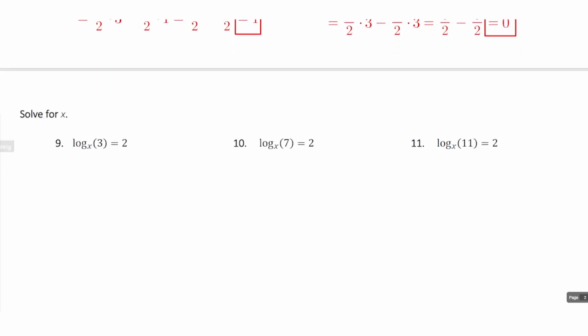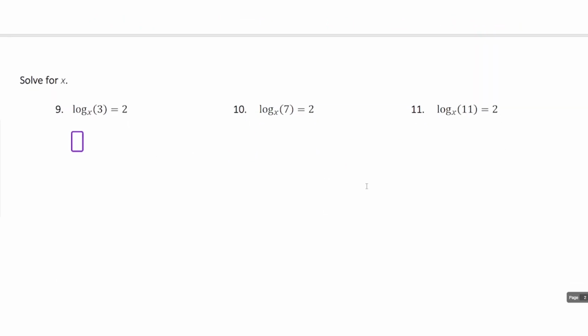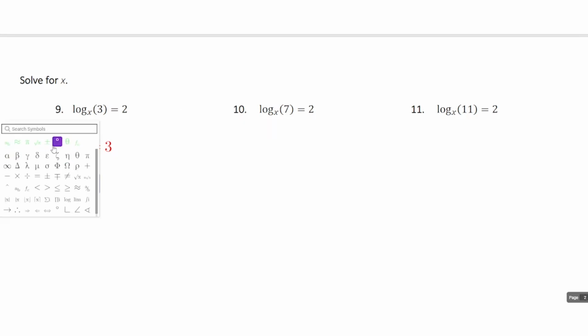So here, log base x of 3 equals 2. I'm going to rewrite this as an exponential equation. The base is x, the exponent is 2, and the power is 3. So we get x squared equals 3. And you'll set up 10 and 11 basically the same way. Then we're going to take the square root of both sides. And normally we would get x equals plus or minus the square root of 3.